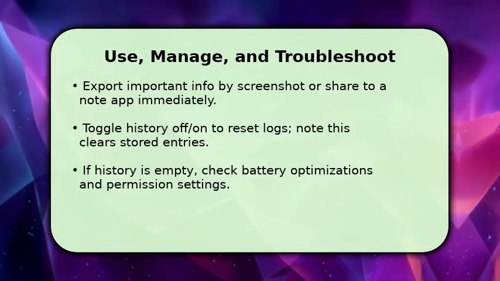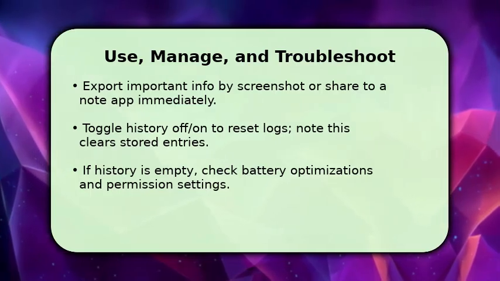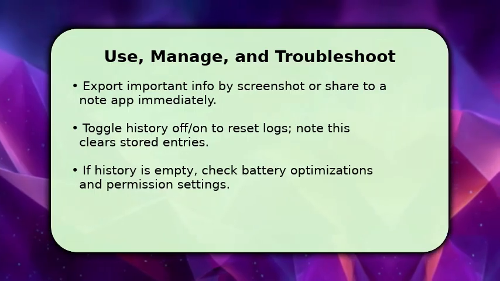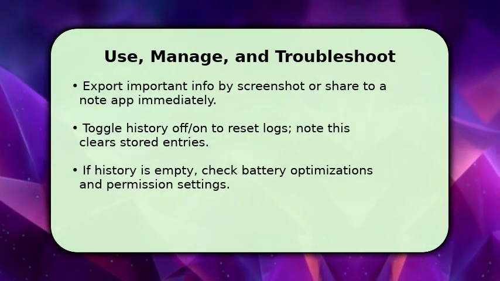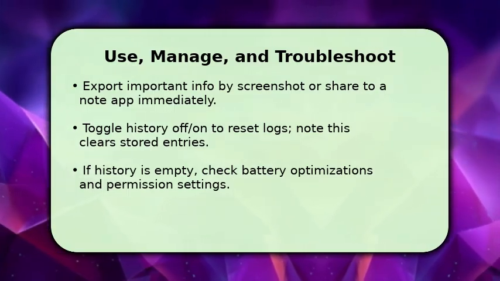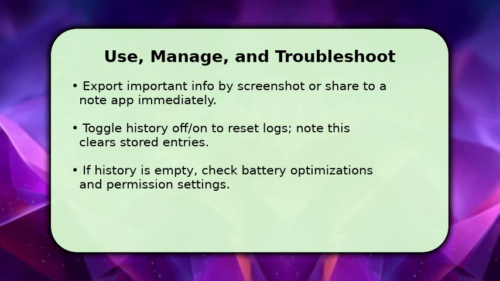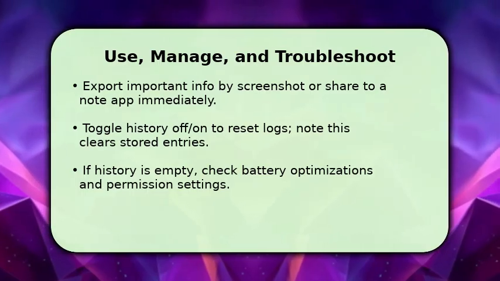You can toggle notification history off and on to clear the log when needed, but remember that turning it off deletes stored entries. If nothing appears, make sure battery optimization isn't restricting the Settings app and confirm permission was granted. Restarting the phone after enabling history often resolves missing logs. One quick tip: enable persistent logging apps only from trusted sources.